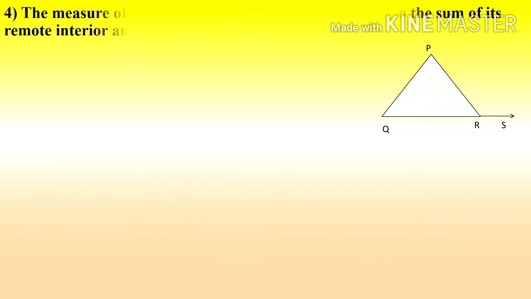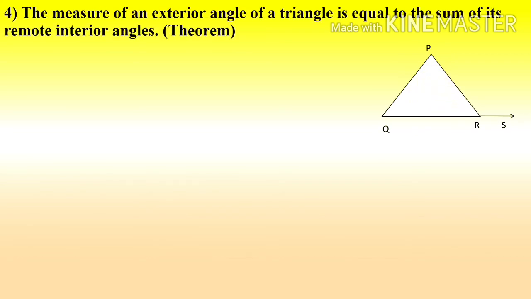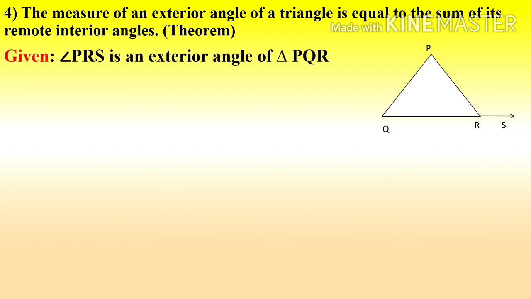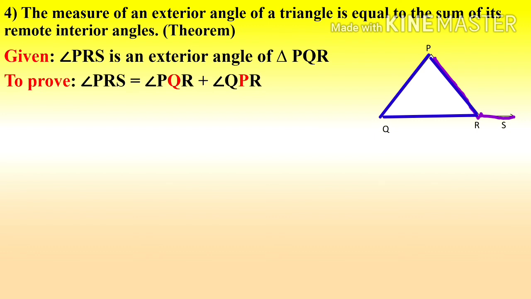The next question is, the measure of an exterior angle of a triangle is equal to the sum of its remote interior angles. This is a theorem. Now student, here we have angle PRS, an exterior angle of triangle PQR. Here we have to prove angle PRS equals angle P plus angle Q.